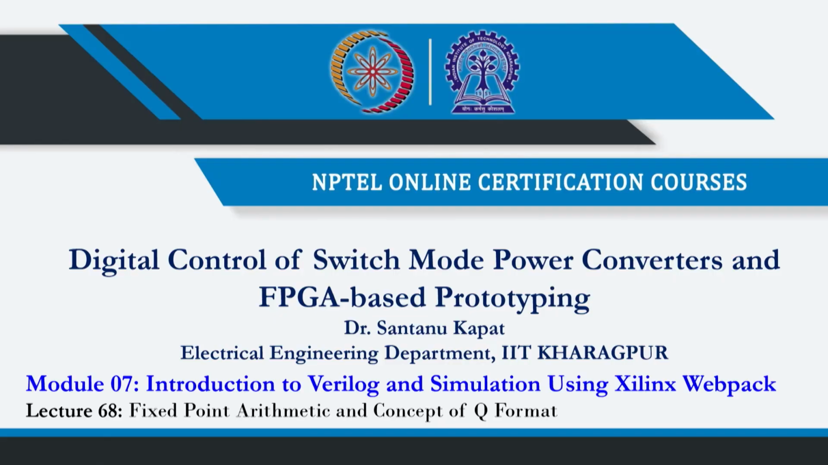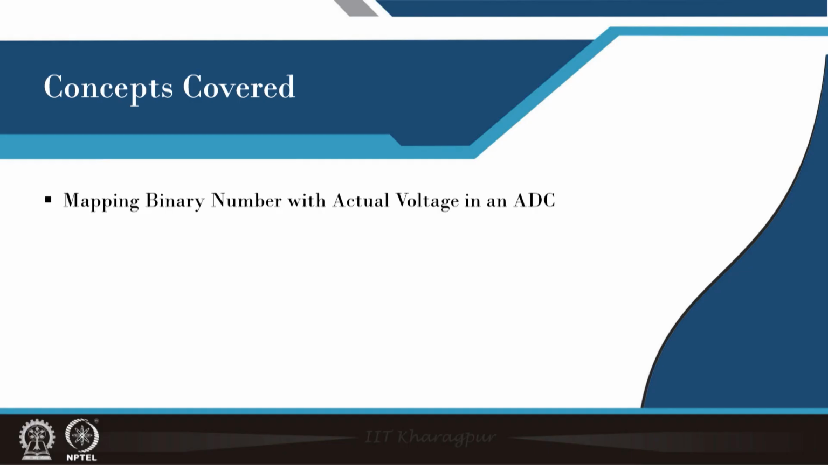Welcome. In this lecture, we are going to talk about fixed point arithmetic and the concept of Q format. In fact, this lecture is the continuation of the previous lecture. In this lecture, we want to again consider the binary number system, and we try to link how this binary number system can be linked with a real voltage when we are dealing with an A to D converter. That is a gateway which represents a binary number and the analog voltage.